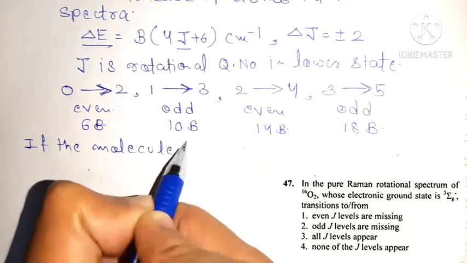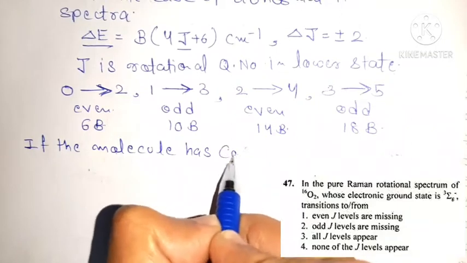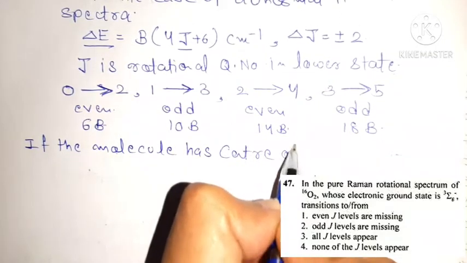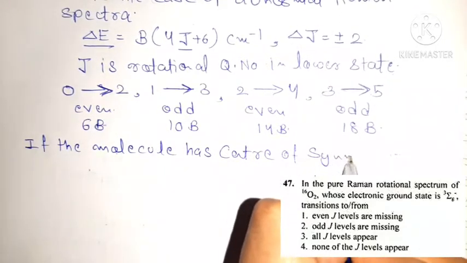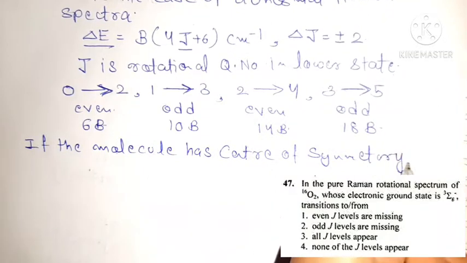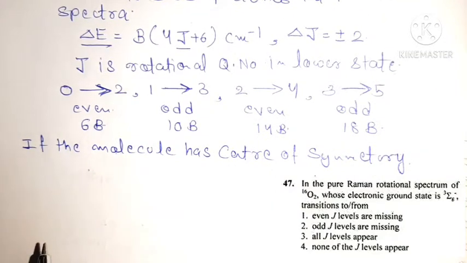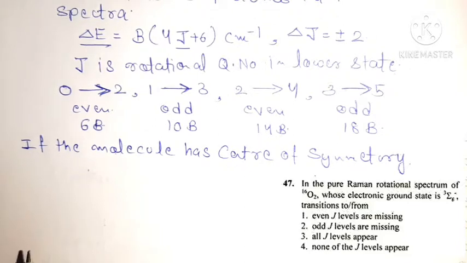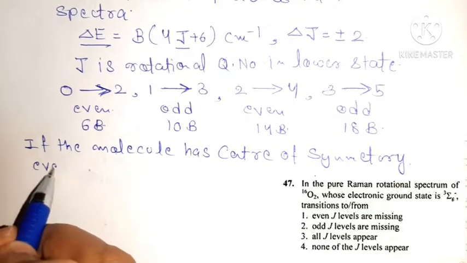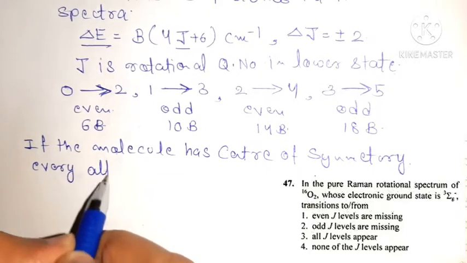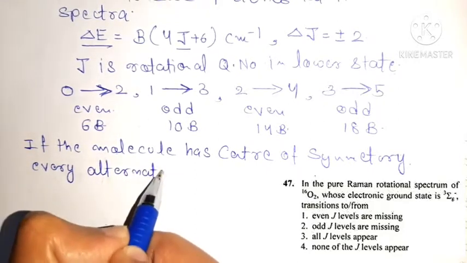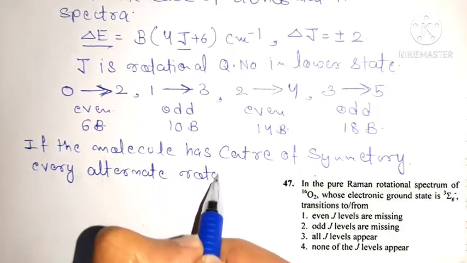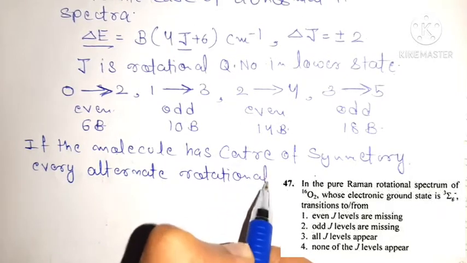Okay, we can write here that if the molecule has center of symmetry, then every alternate rotational level is absent.